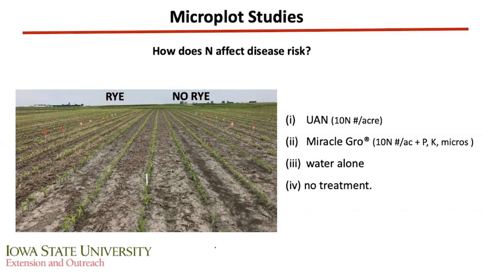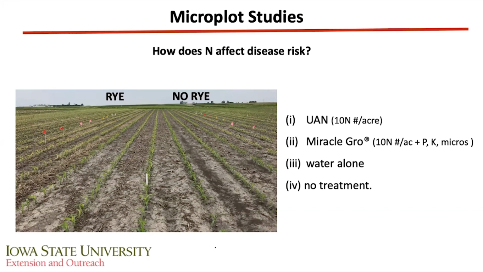So what we were thinking was that maybe with a lot of biomass, the nitrogen's being immobilized, and so it's not available to that seedling, and that seedling's really struggling to get out of the rye, and so it becomes more susceptible. And so we were expecting to see less seedling disease where we were applying nitrogen to those plants.